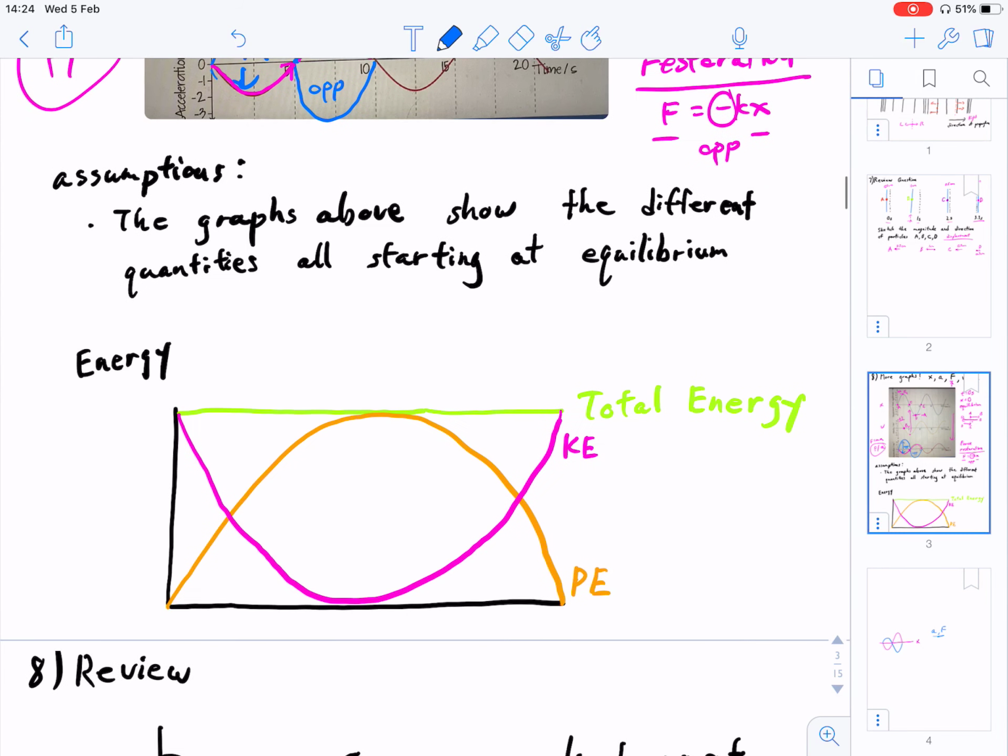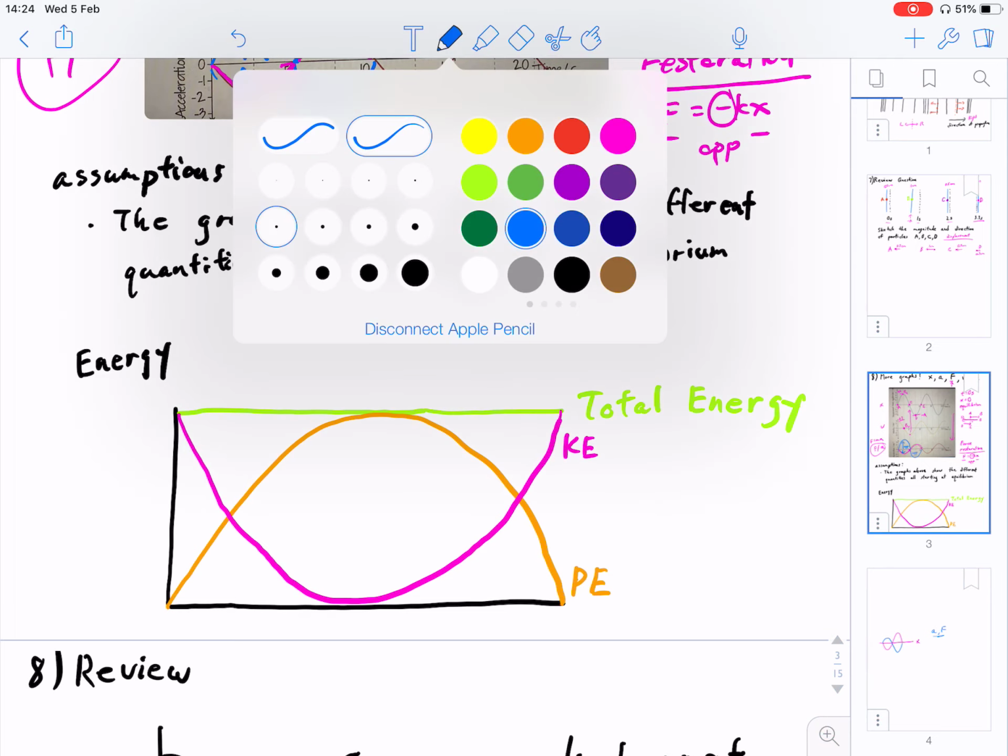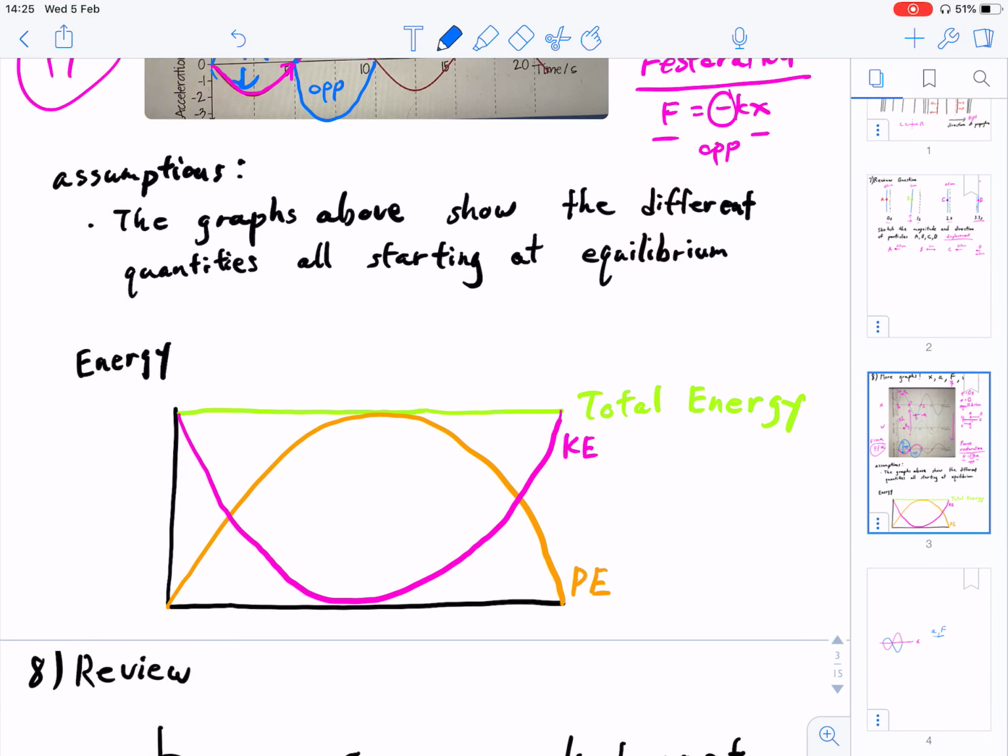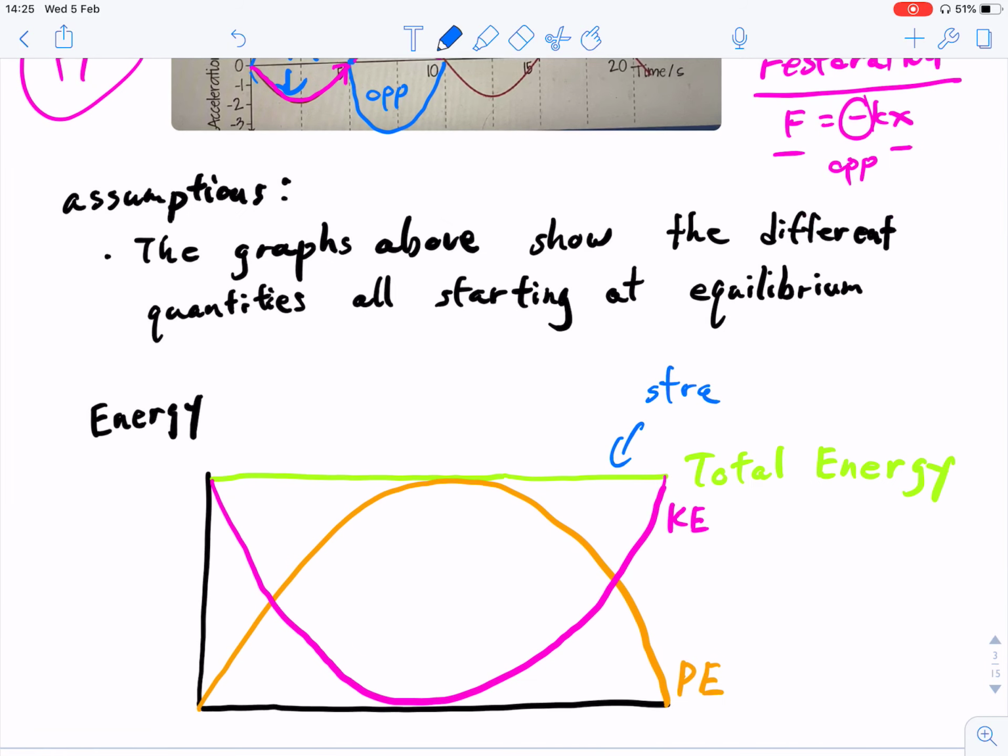Last little bit of information here is about energy. We purposely used three different colors here to highlight this. So the total energy, we see a straight line, and what the straight line here means is that there is no change. So a straight line indicates that there is no change in the total energy.